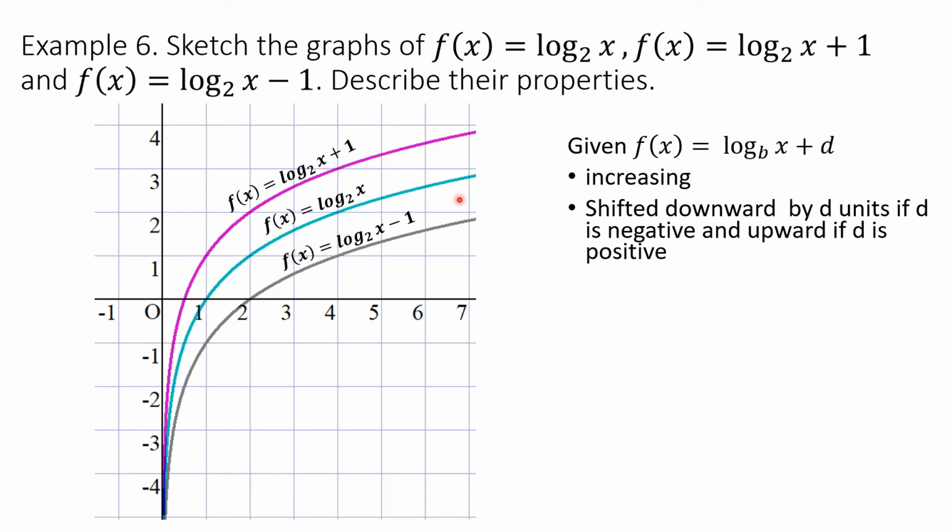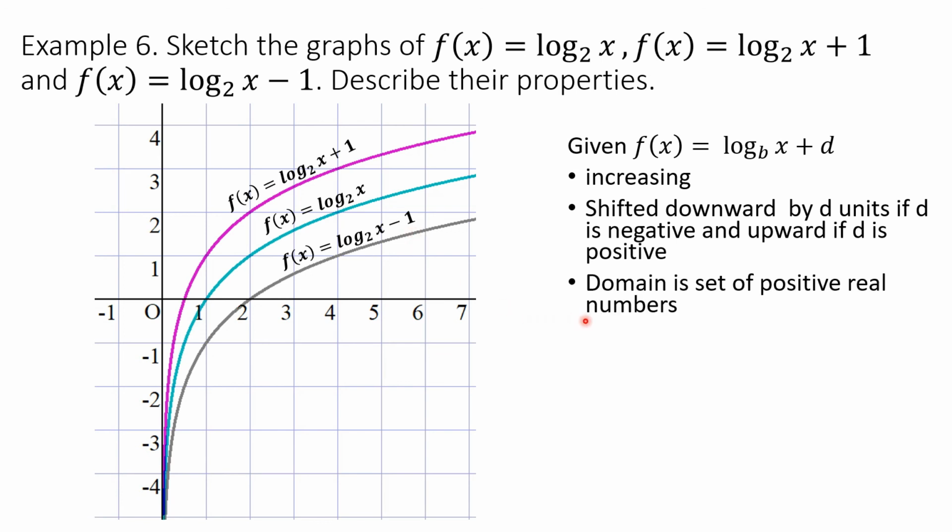So that is why from the blue curve, it is shifted upward if d is positive, because d here is positive 1. So every point is shifted 1 unit upward. So from blue to purple, it is shifted upward when d is positive. And when d is negative, it can be clearly seen here that the graph is shifted downward, again by 1 unit because the value of d is 1.